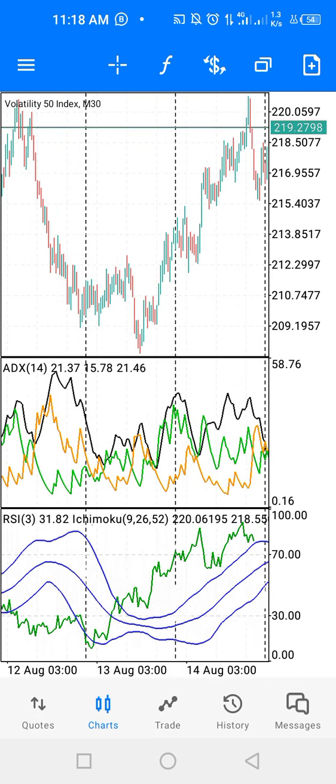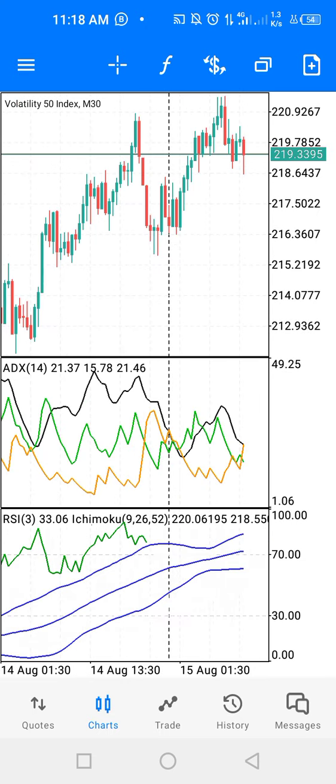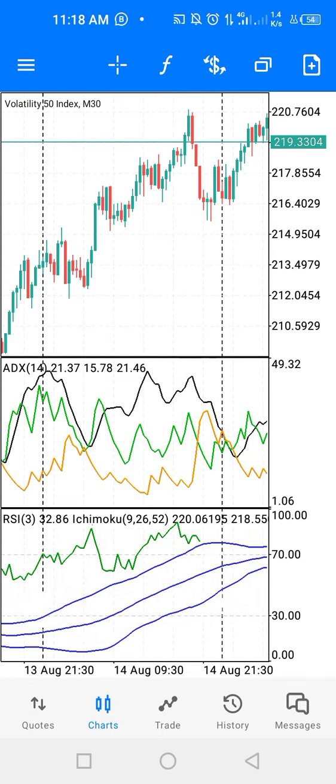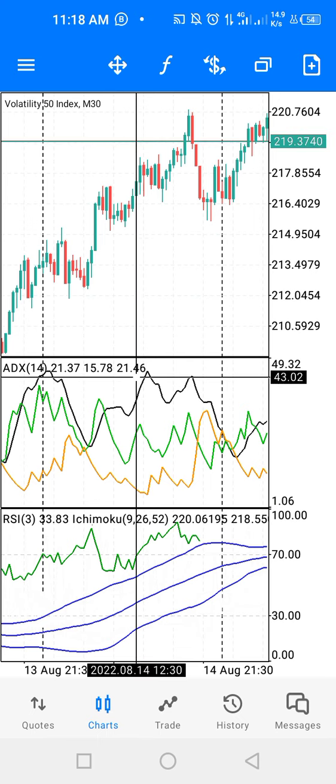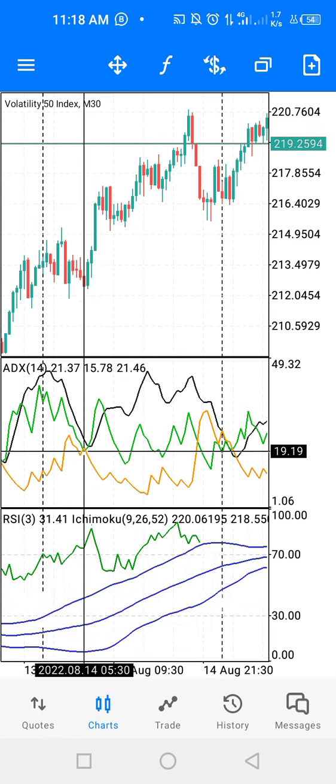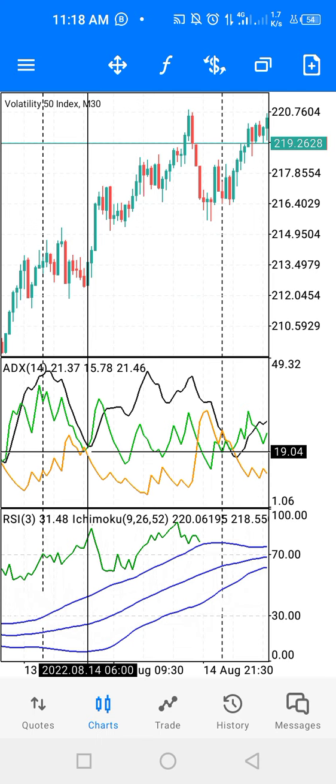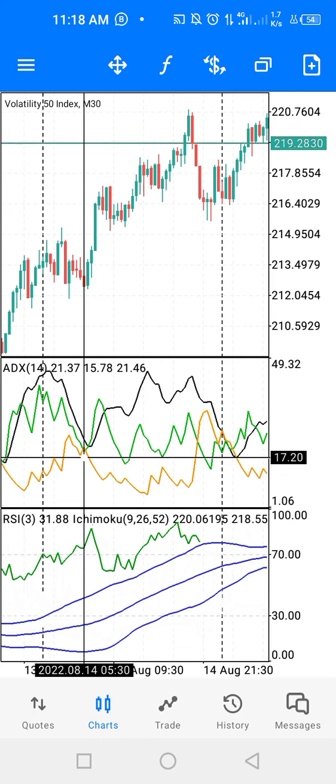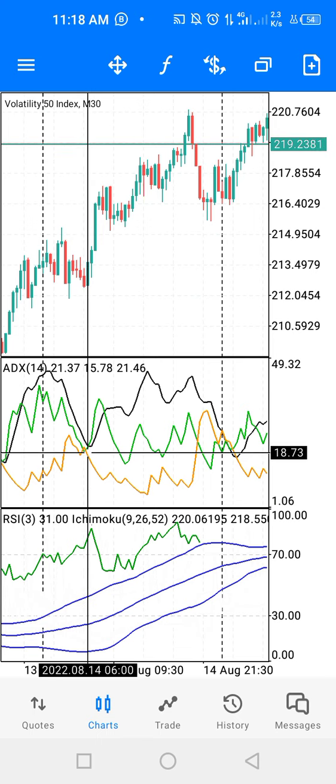So since our Ichimoku has confirmed buy for us, then what we are going to be looking at is anywhere the green line is crossing above this orange line, which is minus DI. Look at it. This is a way you can buy here. You can buy here. Mind you, it first of all gives sell. But if you sell there, what will happen? You won't make anything. Your trade will hit stop loss.